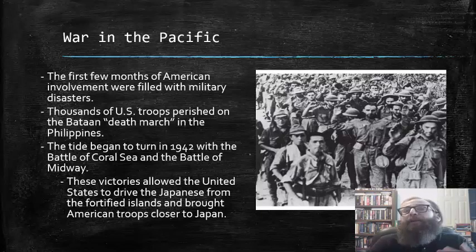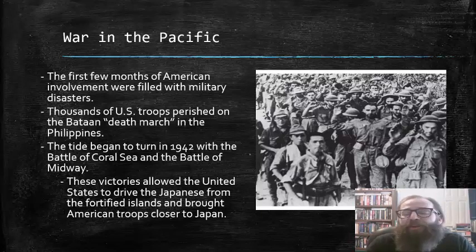But the first few months of American military involvement in the Pacific were filled with military disasters. The United States still had a strong presence in the Philippines, and this quickly became a battleground between the United States and Japanese forces. The United States definitely came out on the short end of the stick in these conflicts. Thousands of United States troops perished in what was known as the Bataan Death March in the Philippines, where the Japanese captured thousands of American troops and forced them to march hundreds of miles across the Philippine Islands to internment camps in the Philippines.